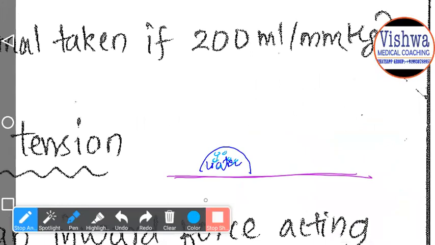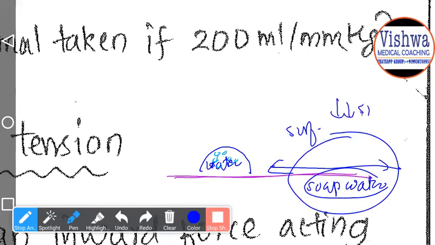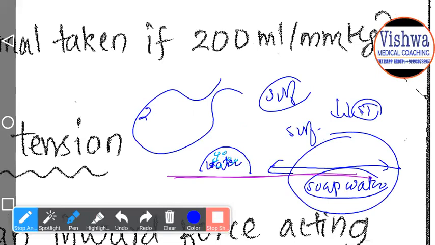But if you put soap water on the floor, then the soap water spreads like this. Soap water spreads because it has surfactant, which reduces the molecular attraction between the water molecules. So soap water reduces the surface tension. Similarly, surfactant reduces the surface tension in the alveoli, so that the alveoli can expand very easily.